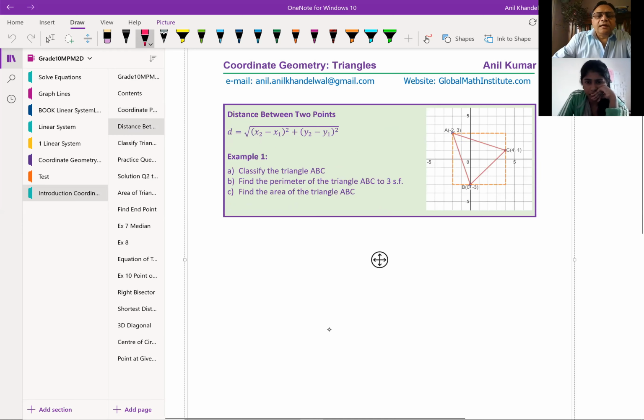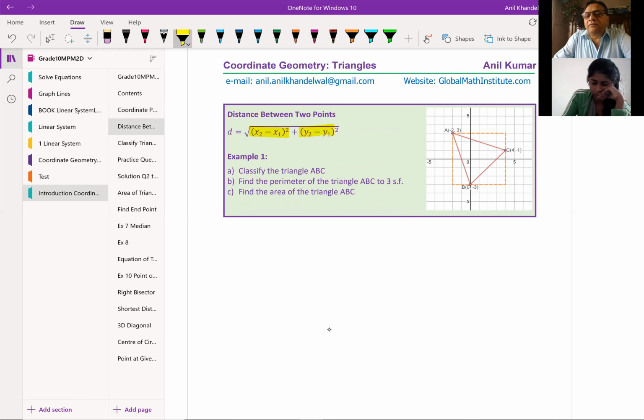Let's move on and come up with the very first formula. You can take a note: distance between 2 points. The distance between 2 points is given by this formula, d equals the square root of (x2 minus x1) whole square plus (y2 minus y1) whole square. It's not a big deal. It's a simple Pythagorean theorem.